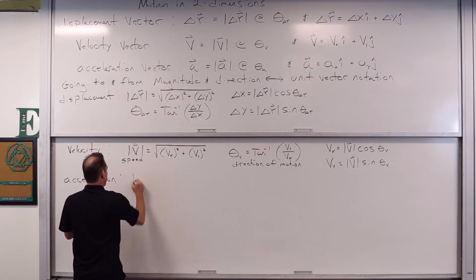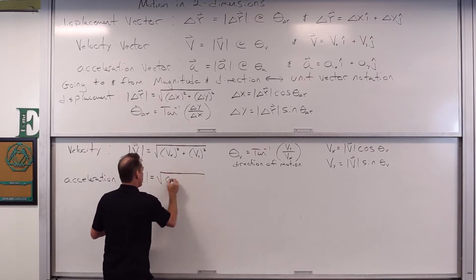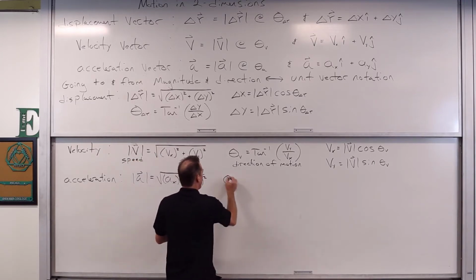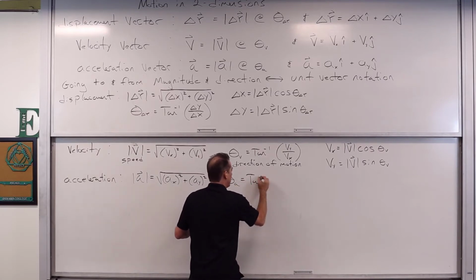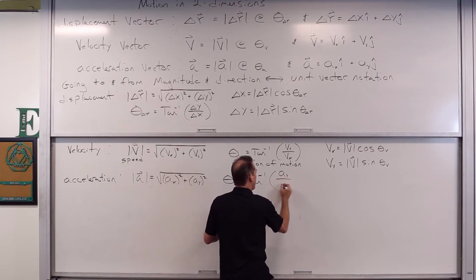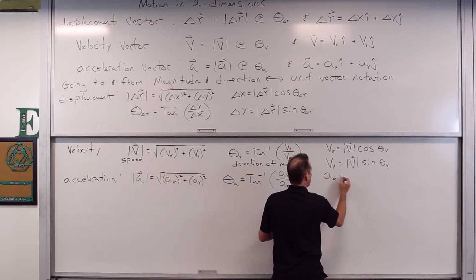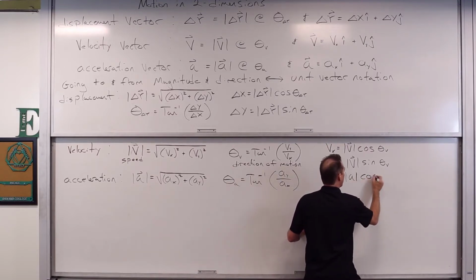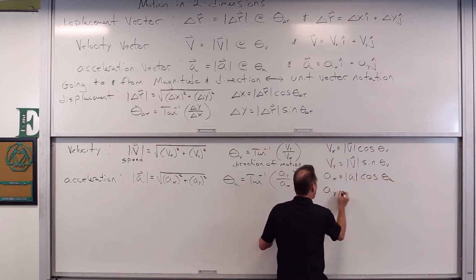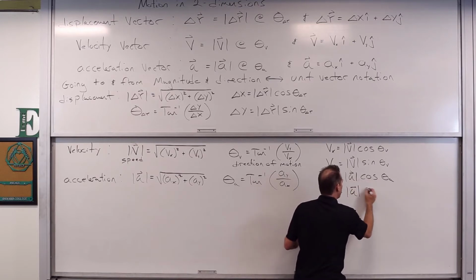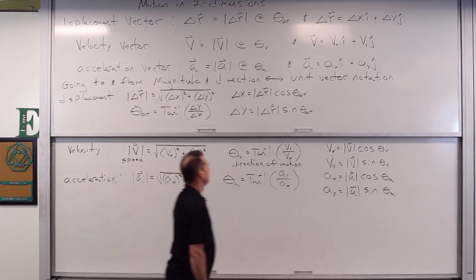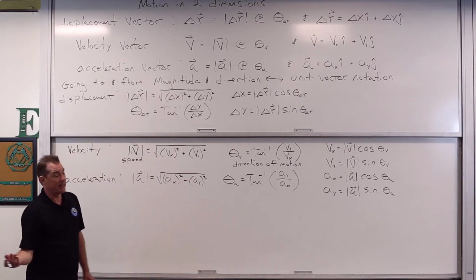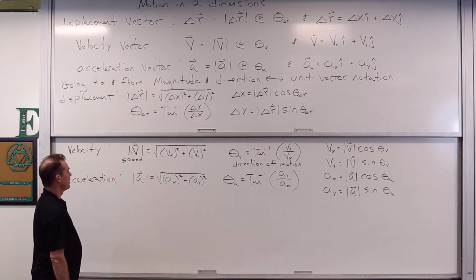Acceleration. The magnitude of the acceleration is again the square root of a sub x squared plus a sub y squared. The direction of the acceleration is gotten by looking at the arctangent of a sub y over a sub x. And the x component of the acceleration is the magnitude of the acceleration, not a sub x, multiplied by the cosine of theta sub a. And a sub y is the magnitude of a times the sine of theta sub a. So hopefully you see there's a very common theme between these transformations. It's all based upon the same vector algebra that we did in the very beginning, and that's pretty much that.